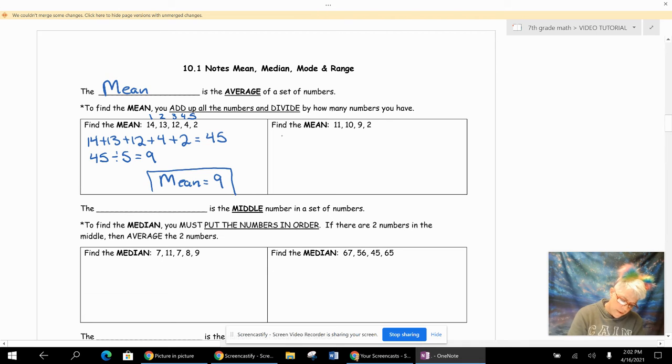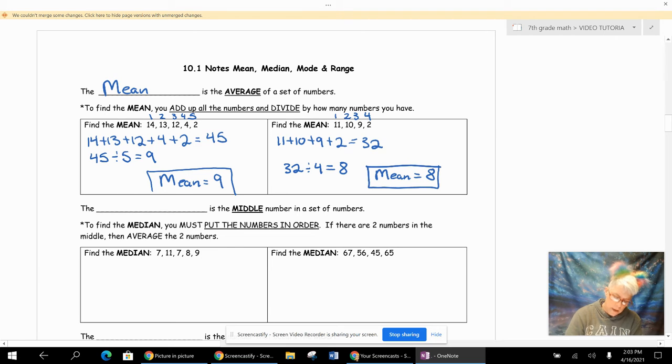All right. I have 11 plus 10 plus 9 plus 2. If I add all of those up, I get 32. There's 1, 2, 3, 4 numbers. So 32 divided by 4 is 8. So my mean average is 8. All right, that's pretty easy. Let's go to the next one.